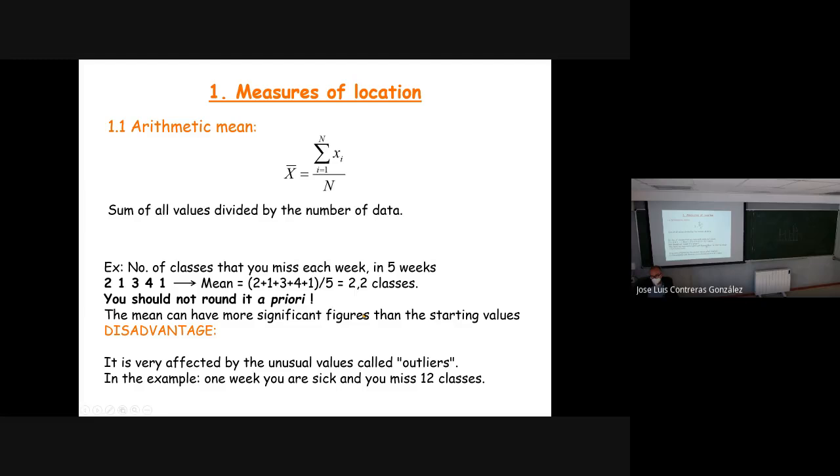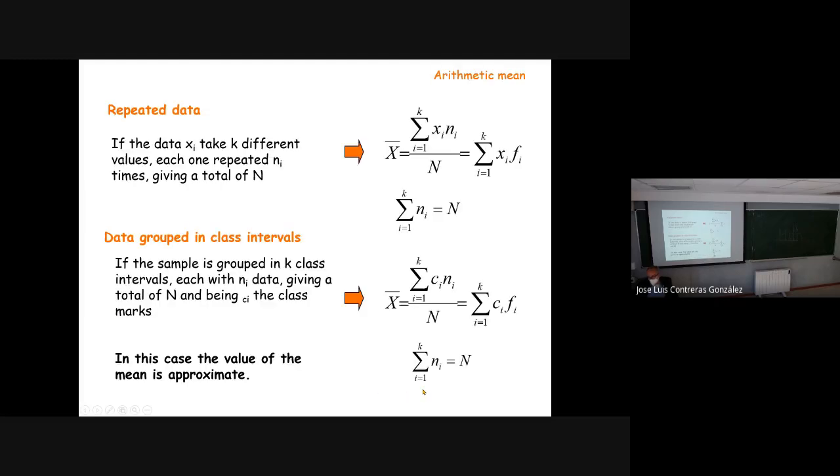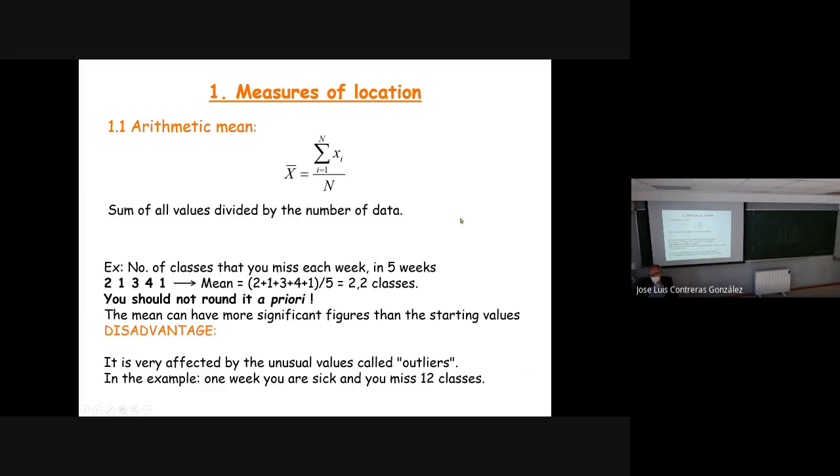What is the problem of the mean? The problem is that it is very affected by what is called in statistics outliers. Outliers means that lies out. So, for example, imagine that you are ill, one week you are sick, and you miss 12 classes. Then you would get a very high mean, and that is not the reality.